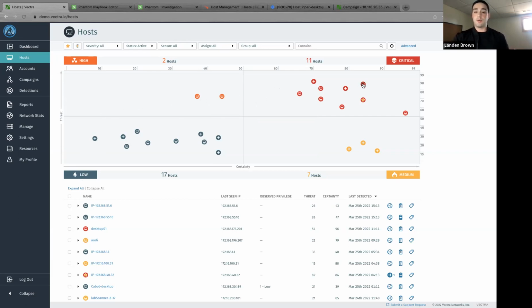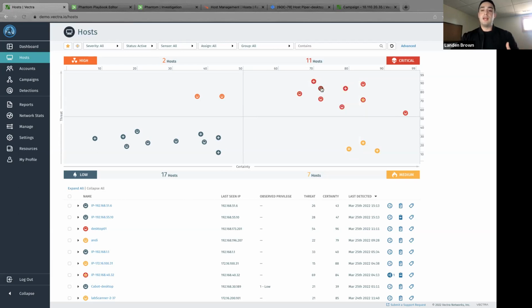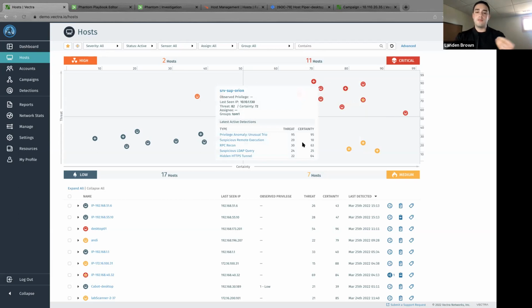The first is the threat score. We can see an example of this in the summarized view that we just saw a second ago. We can see the threat scores associated with the different activities, right? Smash and grab being 60, hidden HTTPS tunneling being 70. Each one of these behaviors has a potential to cause damage within the environment, and that's what the threat score directly maps to: what is the potential for damage within the environment. When we look at smash and grab, hidden HTTPS tunneling, file share enumeration, port sweeping, each one of these has a specific potential to cause damage, and they operate on a variability basis.